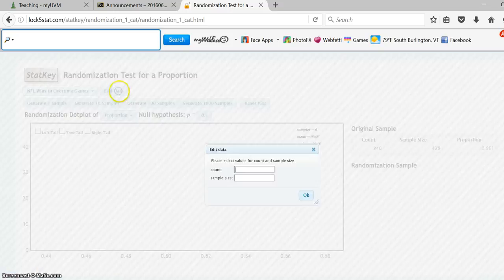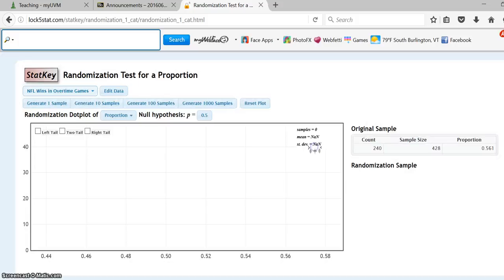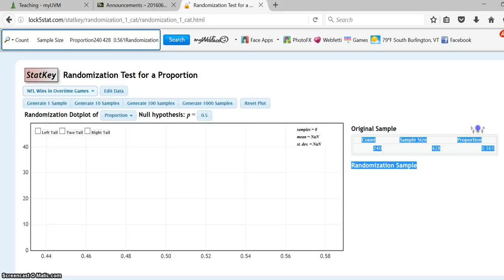And if we look at the data, what we have is we've got a categorical variable. We have 240 games that were won by the team that wins the coin toss out of 428 total games. We have a sample proportion of 0.561. That's our sample statistic this time. And so our hypotheses have to be about a proportion.